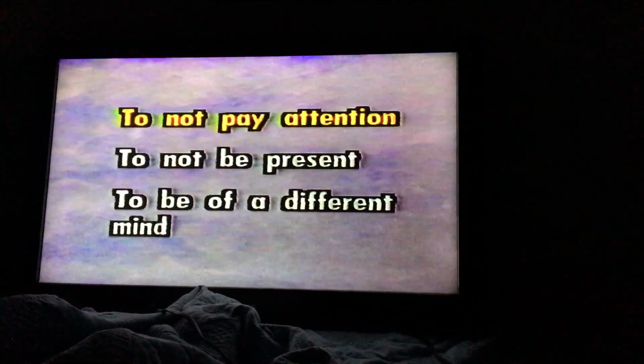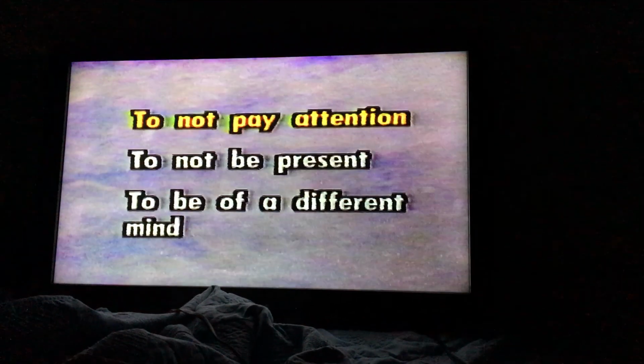Perfect. It's to not pay attention. What told you that? Exactly. John's father says his mind is somewhere else. Everything goes in one ear and out the other. I hope this shows how listening to the context can help you understand a new word or phrase.